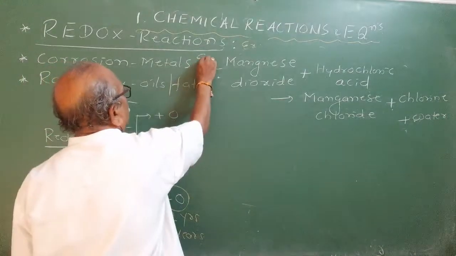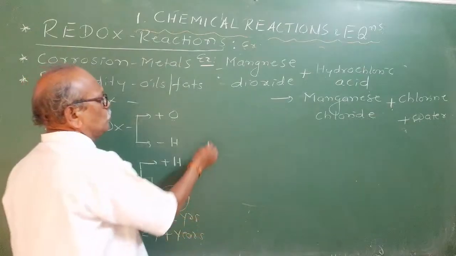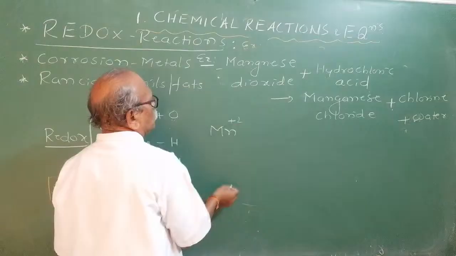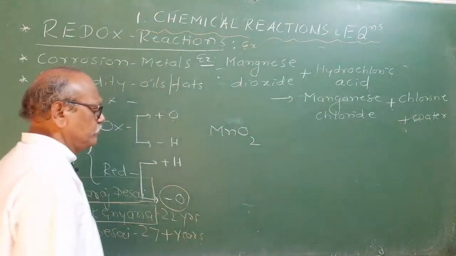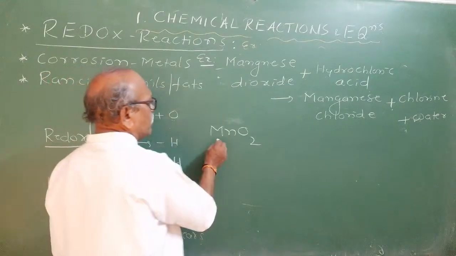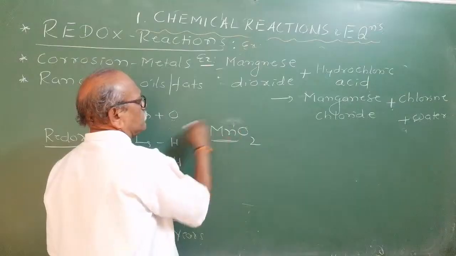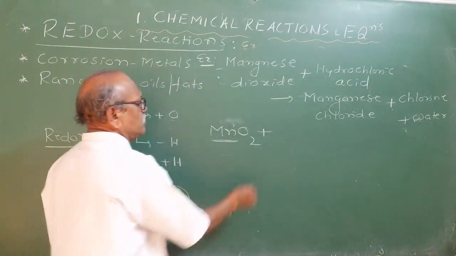Another example on redox reaction. Manganese dioxide. Di means 2. Dioxide will have the formula O2. Manganese can have variable valencies. Here the valency of manganese will be plus 4. Manganese dioxide formula is MnO2. It is a solid.